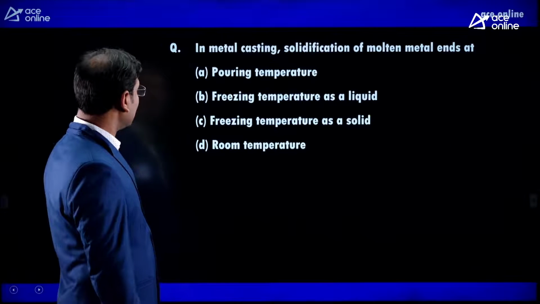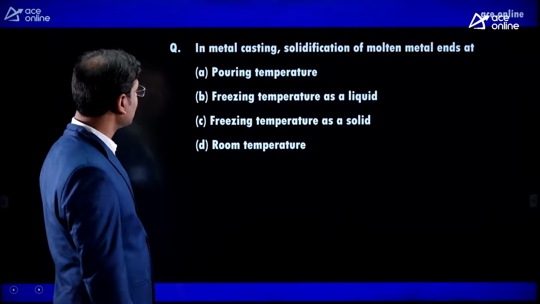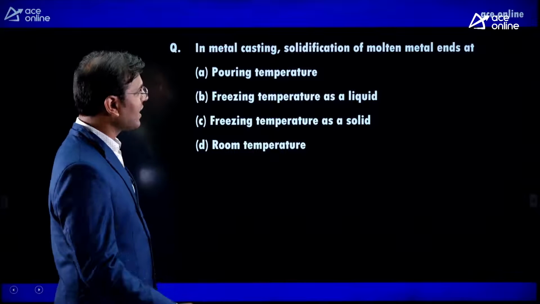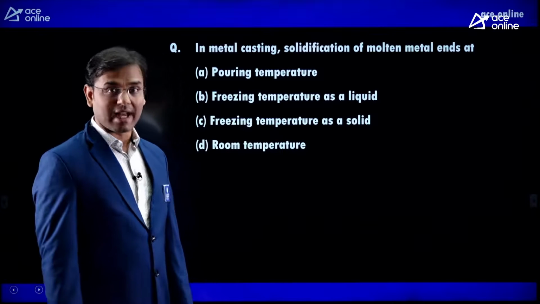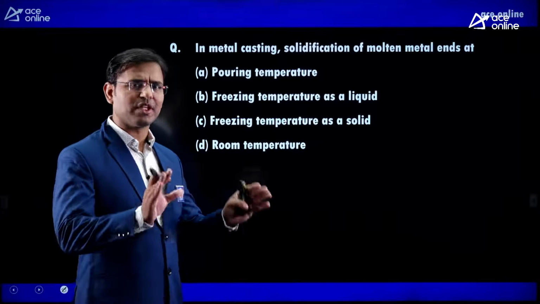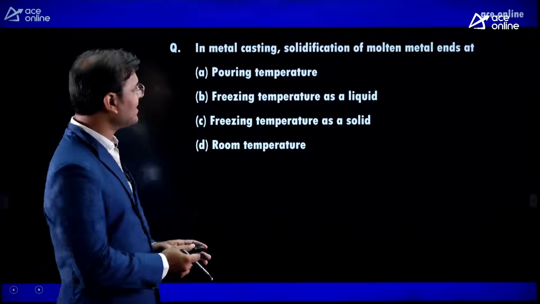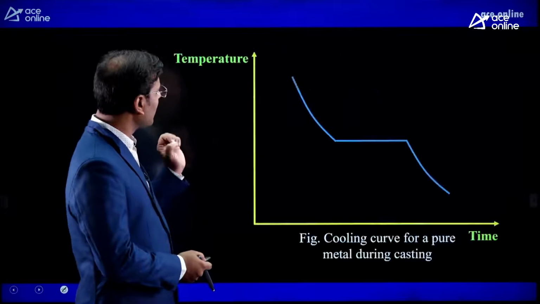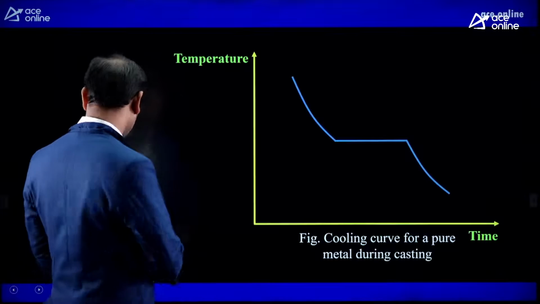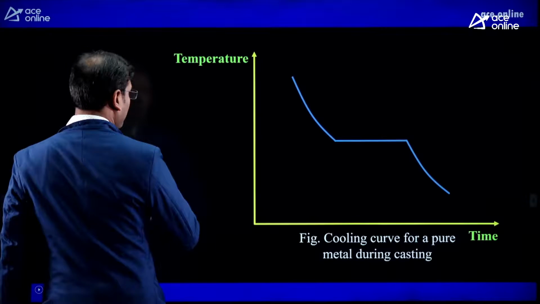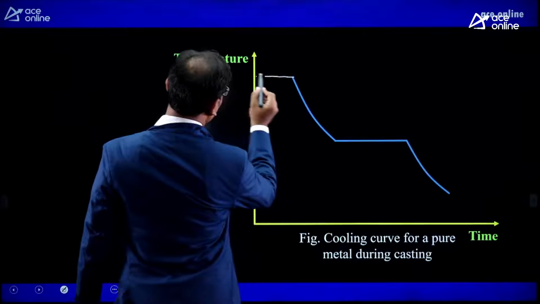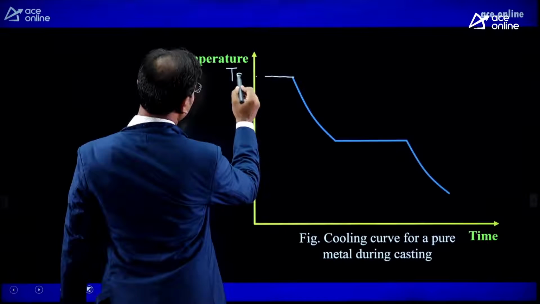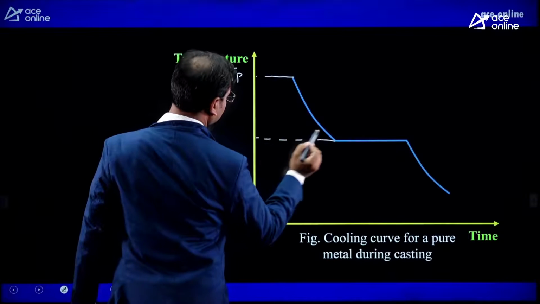Okay. Now see question 2. In a metal casting, the solidification of molten metal ends at. Very interesting question. I am going to revise many basic and important points of this chapter. Just see the solidification. For the solidification, you can observe this diagram. Guys, here we are going to pour that molten metal. This is the pouring temperature.